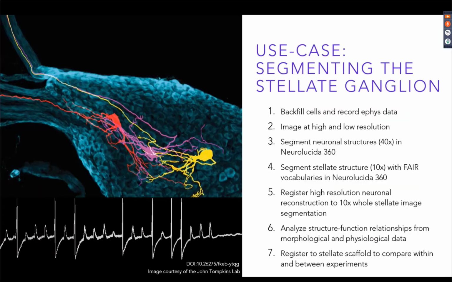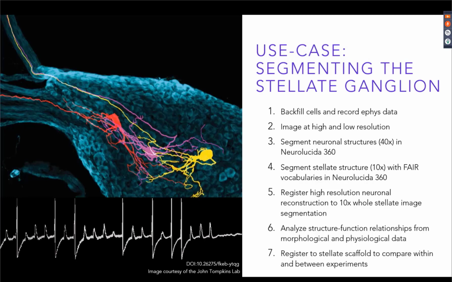Let's explore one example of how a SPARC group has utilized the multi-resolution image segmentation strategies our software can provide. This is a segmentation workflow that the John Tompkins Lab at UCLA has used to understand the structure-function relationships of cells within the stellate ganglion. Their lab has backfilled cells within the stellate ganglion and recorded electrophysiology readings of that cell. They then image cells at high resolution to easily distinguish the neuronal pathways and image the whole stellate ganglion at low resolution.